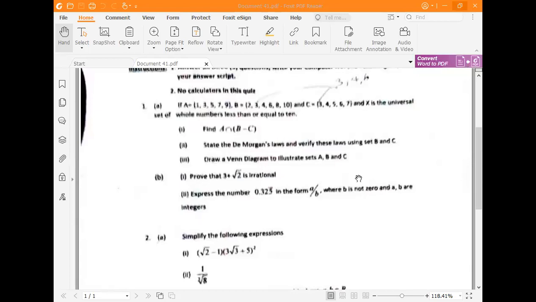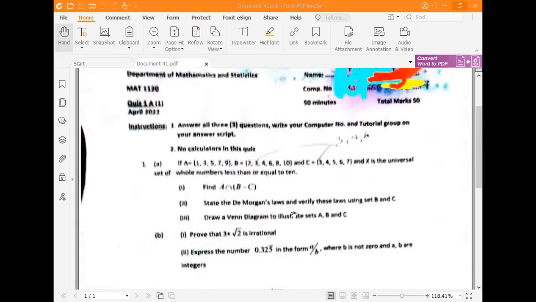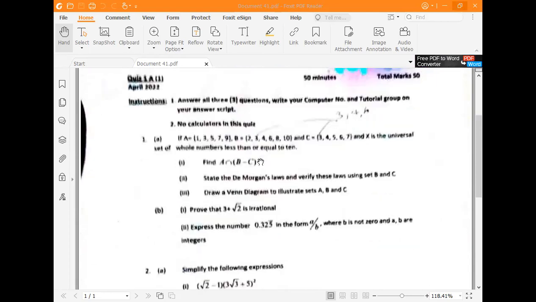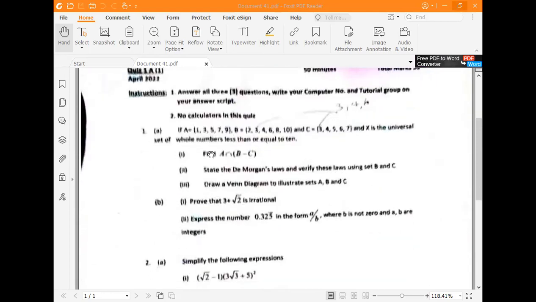During the revision of this paper, this was Quiz 1A. Instructions are very easy. Answer all 3 questions. Write your computer number and tutorial group on your answer script. No calculators in this quiz.